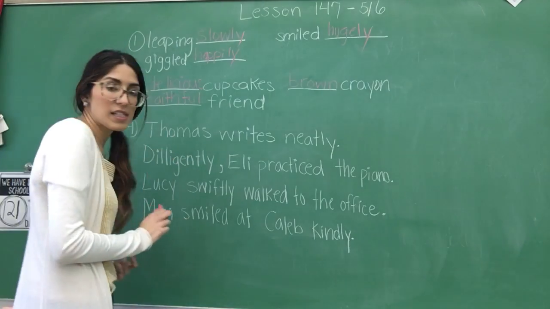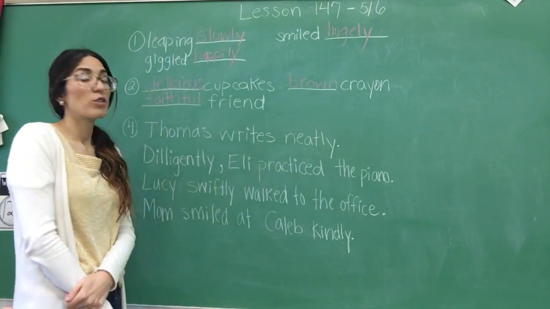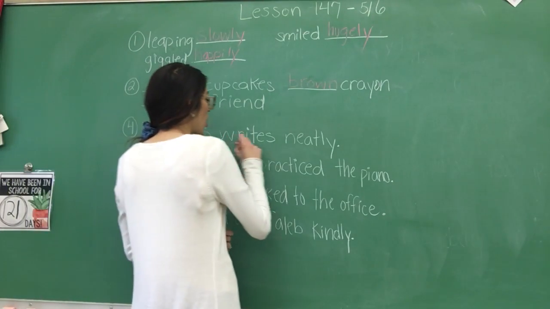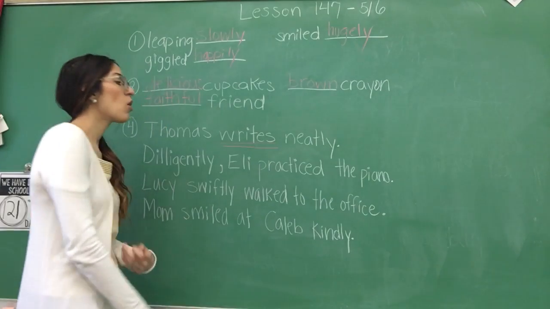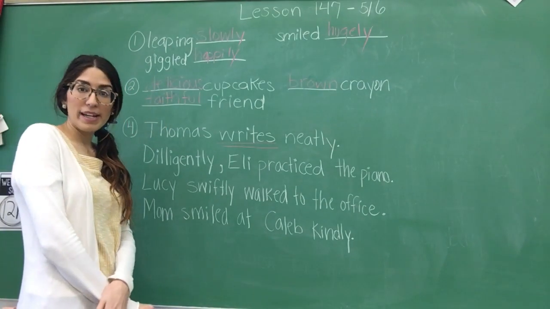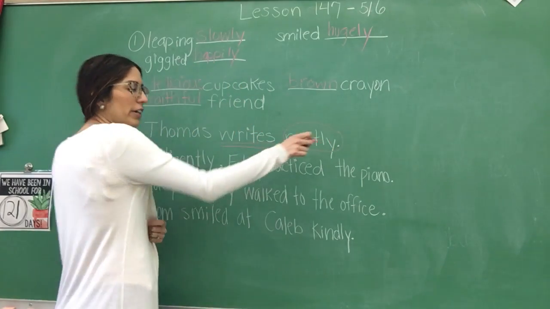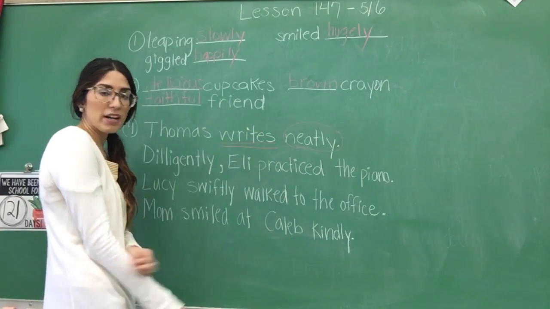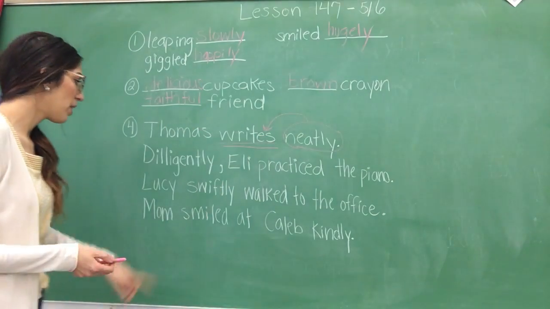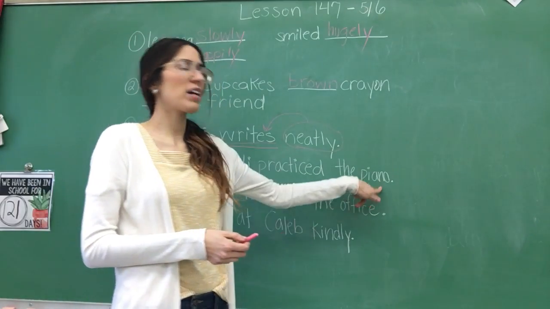So the first sentence is, Thomas writes neatly. So what is our verb? Good, right? Underline that 2 times. What is our adverb? Adverb is neatly, very good, and adverbs end in ly, very good. And then we're going to draw the arrow from neatly to writes. Excellent job.